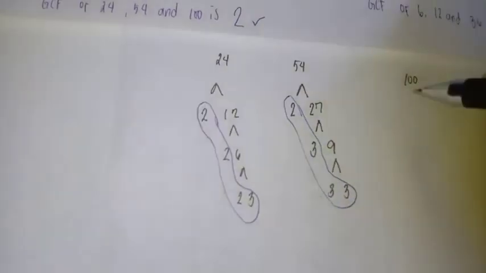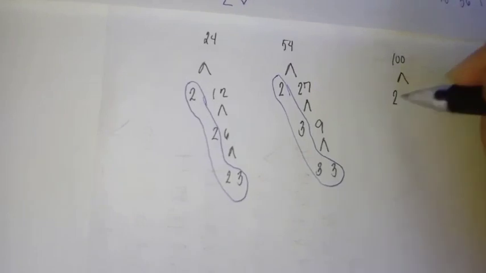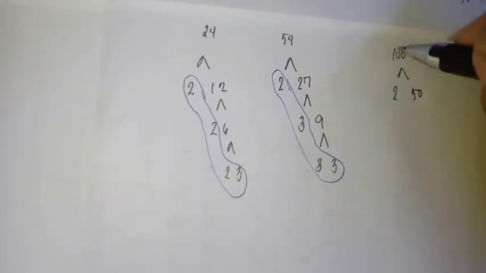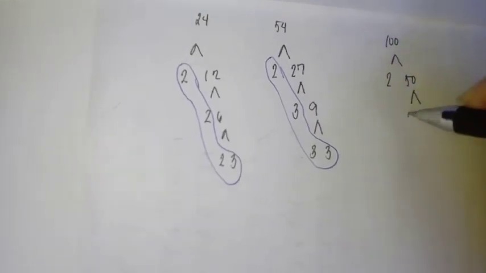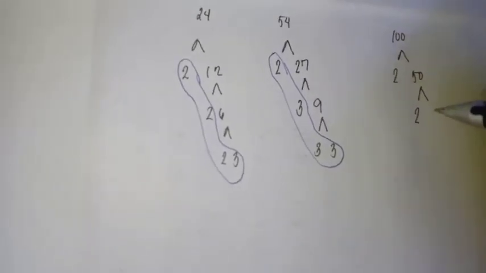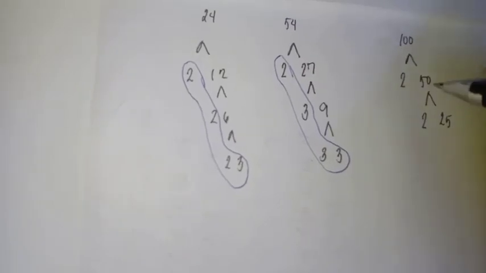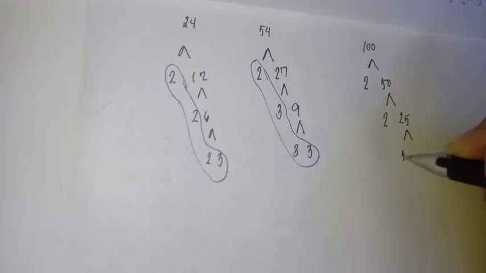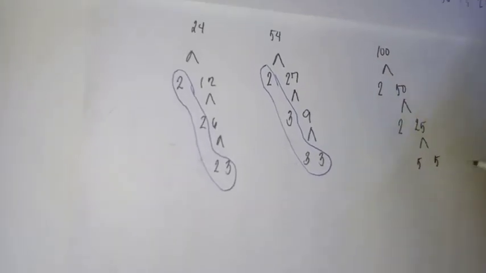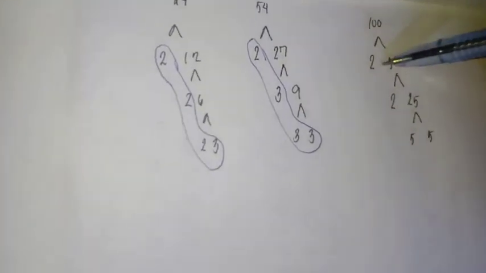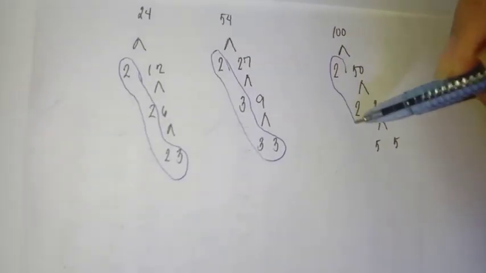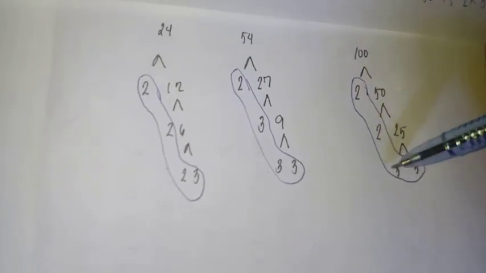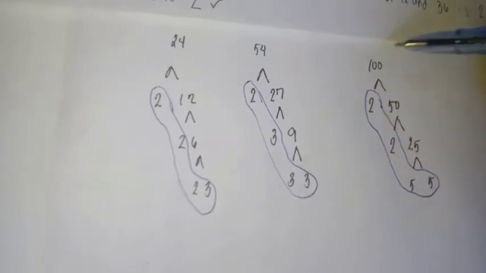Last number, we have 100. So 100 has factors of 2 and 50. 2 times 50 is 100. 50 has factors of 2 and 25, since 2 times 25 is 50, and 25 can be factored further, and that will give us 5 and 5, since 5 times 5 is 25. Therefore, the prime factors of 100 are 2, 2, 5, and 5, since 2 times 2 times 5 times 5 is equal to 100.